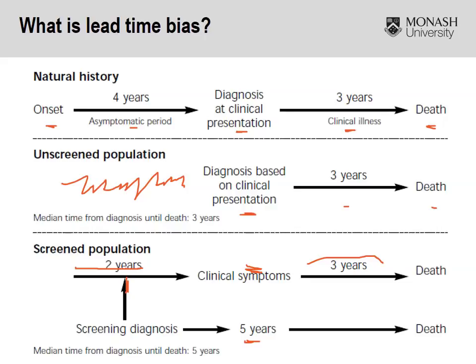So what it appears, when you compare the screened population as having basically a de facto survival time of 5 years, as opposed to the unscreened population having a de facto survival time of 3 years, is that screening is more beneficial because it provides you with an extra 2 years worth of life, which we know is not true because it doesn't take into account the natural history of the illness beforehand.